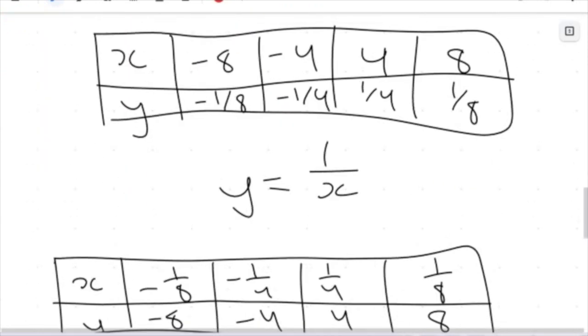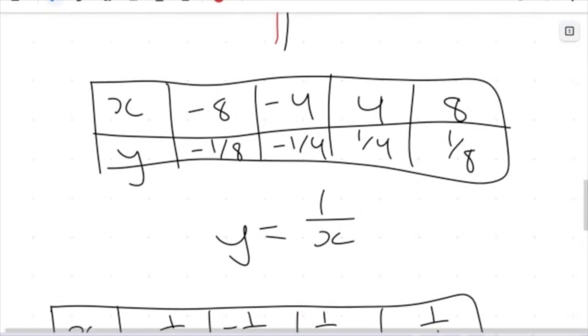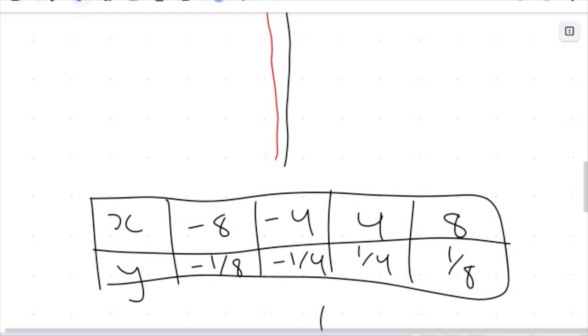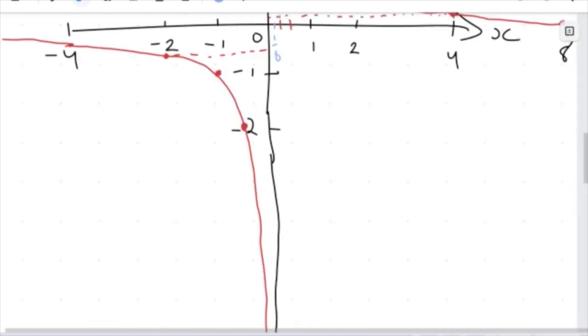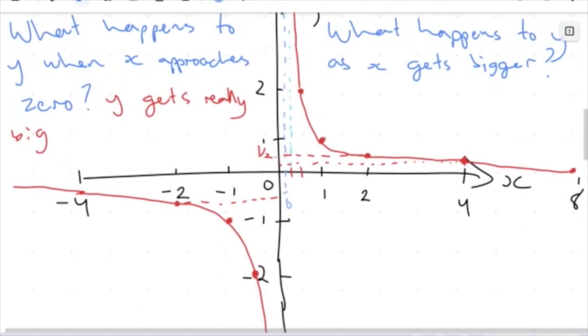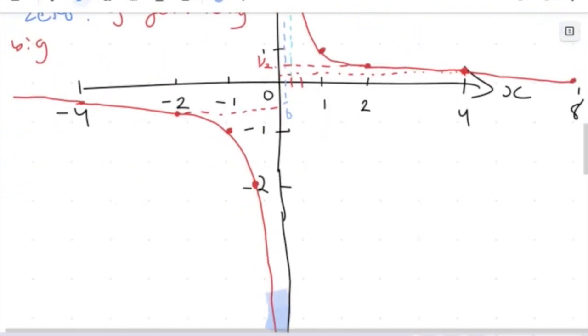Now let's just think about this. As x gets really, really, really big, so as it goes from 8 to say 16 to 100 to 1,000, we're just going to keep getting a smaller and smaller and smaller fraction. So in other words, my y is going to approach 0. Up on this end, you can clearly see my y is getting closer and closer and closer to 0. That's coming down from the positive end. It's approaching 0.